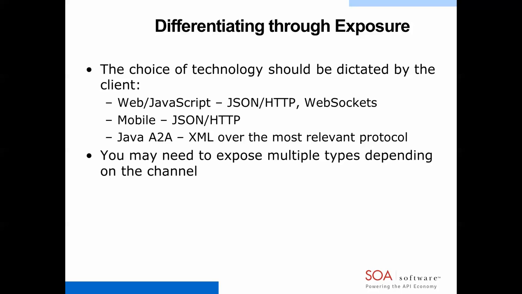And you may very well need to expose multiple API types, for want of a better term, depending on the channel that you're trying to create. So you might need to expose both a JSON over HTTP as well as an XML over HTTP style API, because you're going to be catering to different consuming clients.